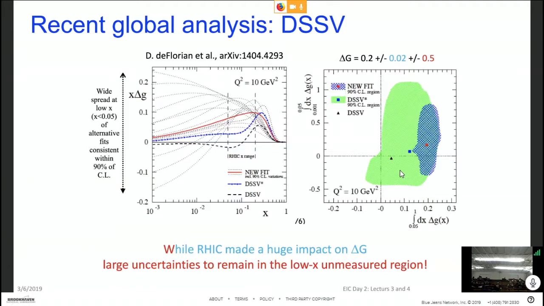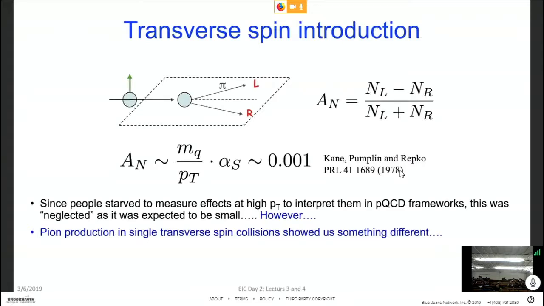Now let me step back and show you some theoretical biases that influenced our measurements and our judgment. In 1978, there were some measurements performed just out of curiosity at various laboratories by Alan Krisch of the University of Michigan, where he collided transversely polarized protons. You see in the left figure, the green arrow shows the proton is transversely polarized.